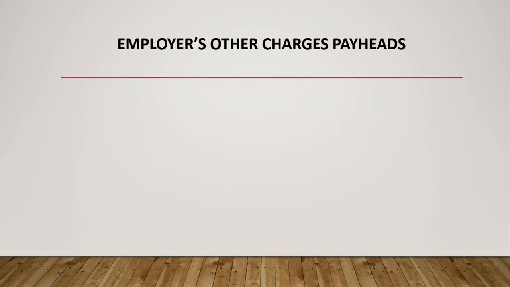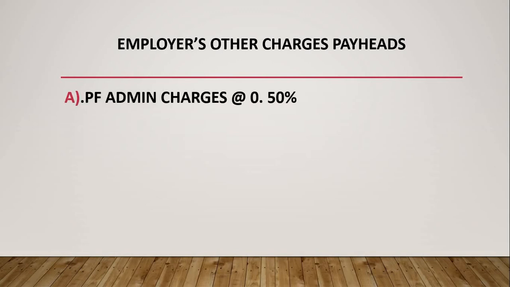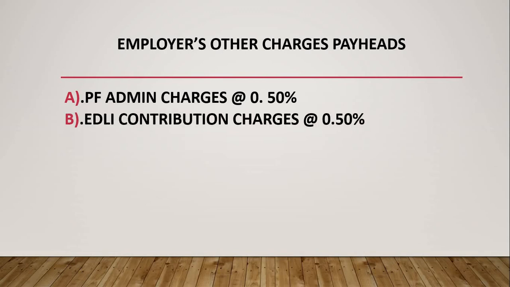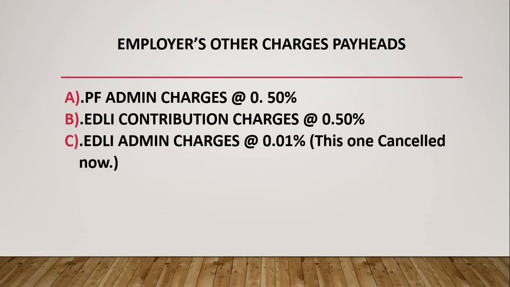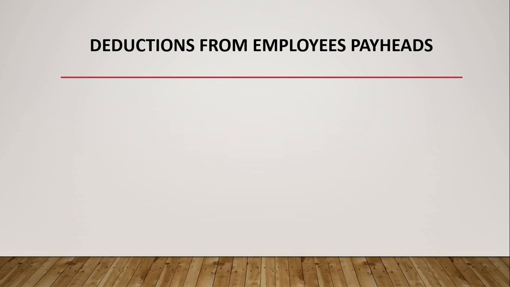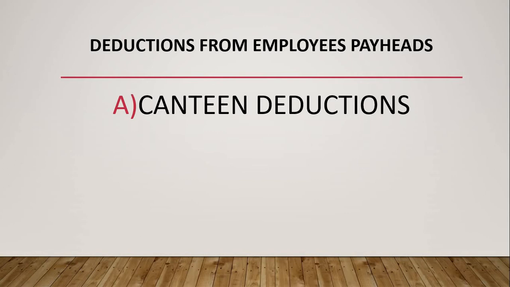So next pay head, employer's other charges pay head. PF admin charges at 0.50, EDLI contribution charges at 0.50, EDLI admin charges at 0.01%. This one is cancelled now. Don't create EDLI admin charges. So next, deduction from employee pay heads. That is canteen deductions. The company will provide a canteen facility to its employees. So whatever the balance, they will deduct at the end of the month in your salary.